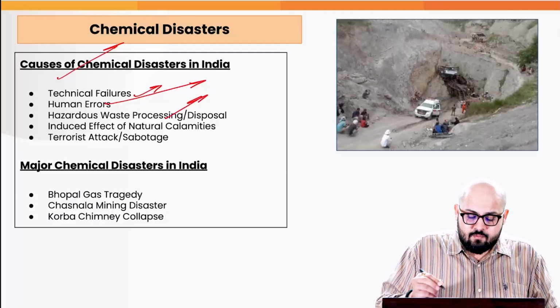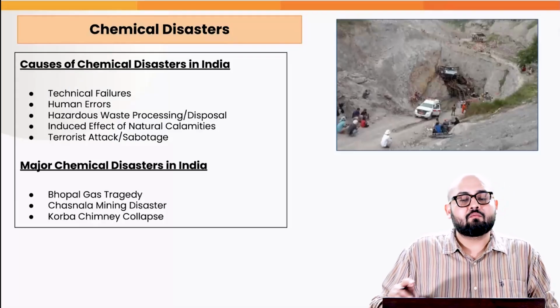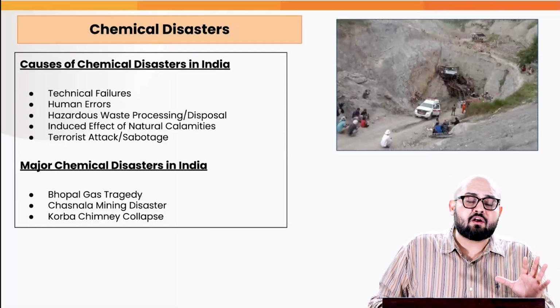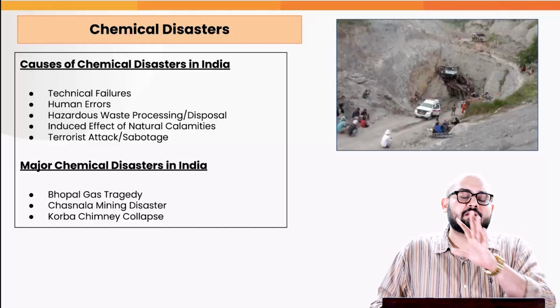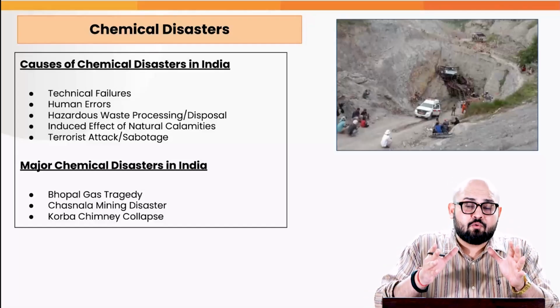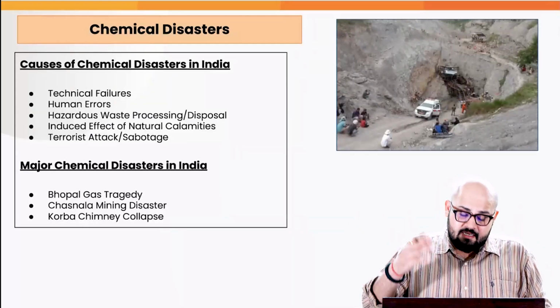Then we have hazardous waste processing and disposal. See, many a time as a byproduct, we have these hazardous chemicals and gases. Sometimes because of inefficient or poor waste disposal management, it leads to the leakage of these items into the open environment, and it leads to disasters.